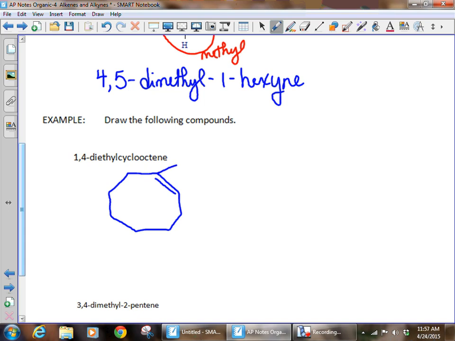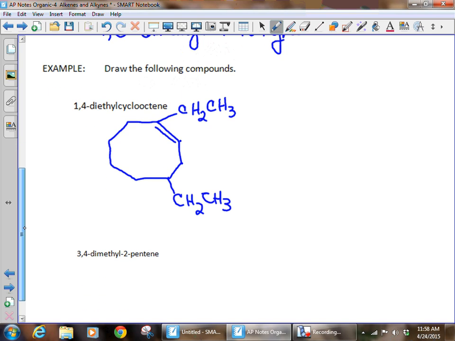So it looks like we have 1,4-diethyl. So here's the 1. I could number it counterclockwise, but I'd rather not. So there's the 1, 2, 3. Looks like 4 is going to be right here. Both of those are going to have ethyl groups on them. Those are the ones that just have 2 carbons, remember. And there's my 1,4-diethyl cyclooctene. Notice that the 1 and 2 carbon both contain, they go across that double bond. So that's 1,4-diethyl cyclooctene.